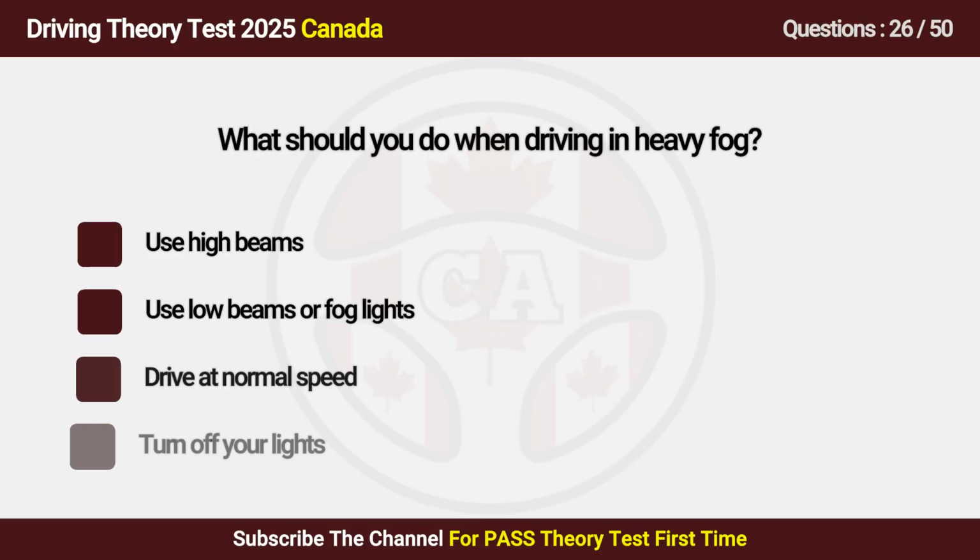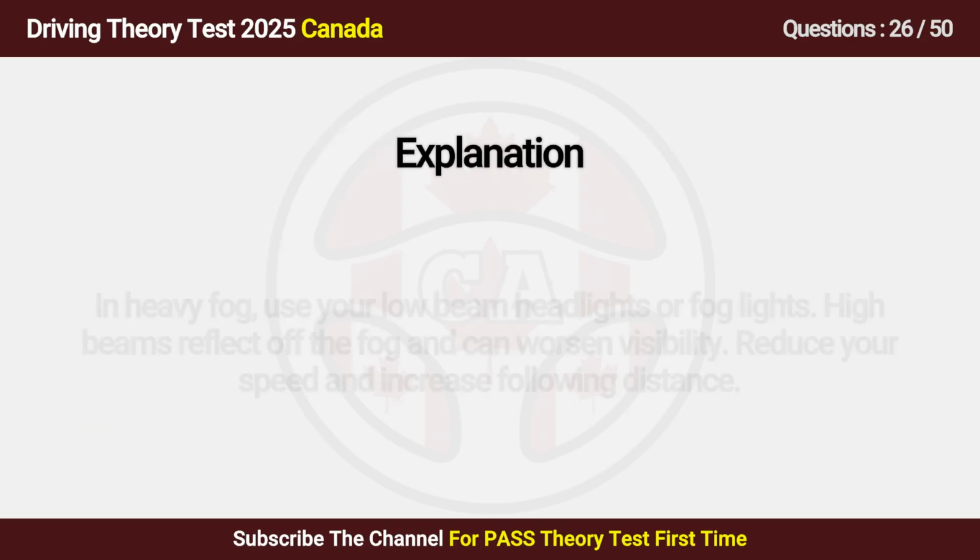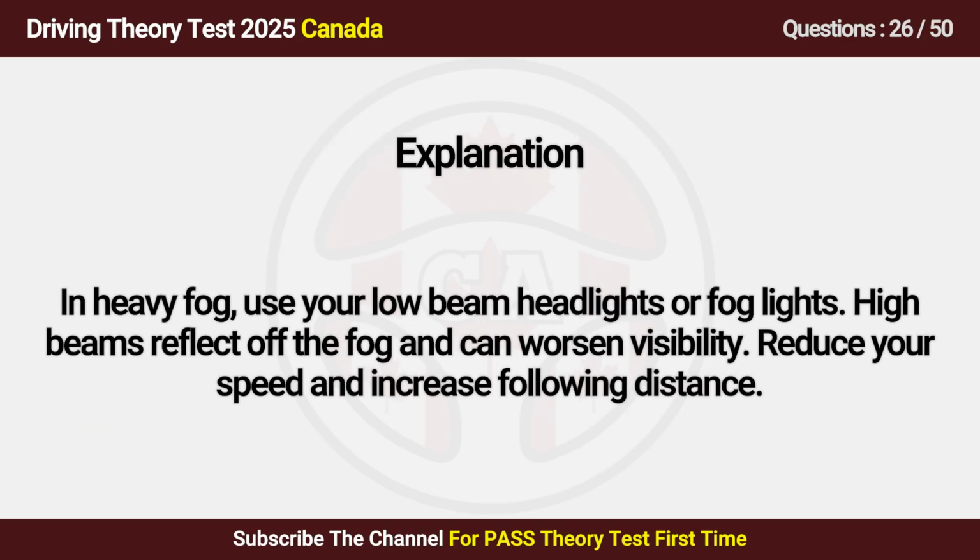Question 26. What should you do when driving in heavy fog? A. Use high beams. B. Use low beams or fog lights. C. Drive at normal speed. D. Turn off your lights. Answer is B. Use low beams or fog lights. In heavy fog, use your low beam headlights or fog lights. High beams reflect off the fog and can worsen visibility. Reduce your speed and increase following distance.